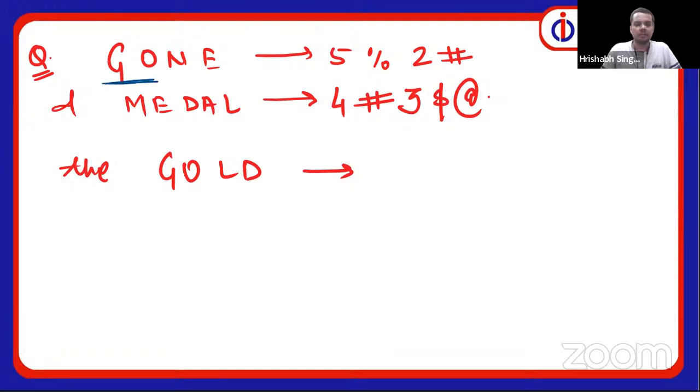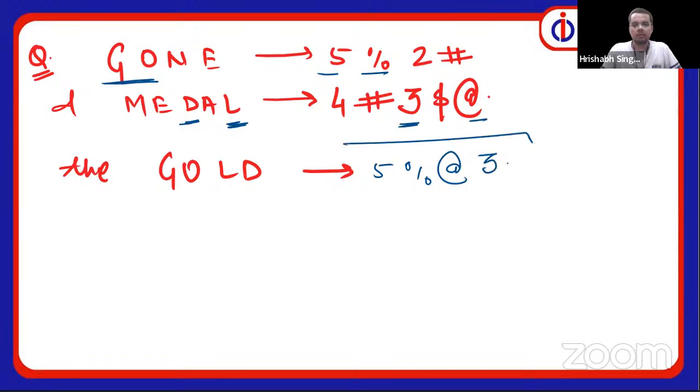So GOL and D. So GO is 5 and percent. L is the fifth one, at the rate, and D is the middle one, 3. So gold will be coded as 5% at the rate 3. I hope you are getting this.